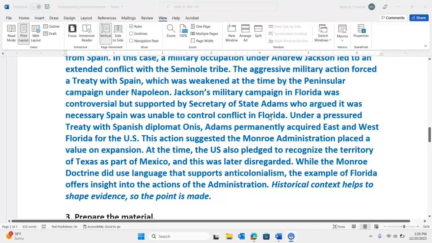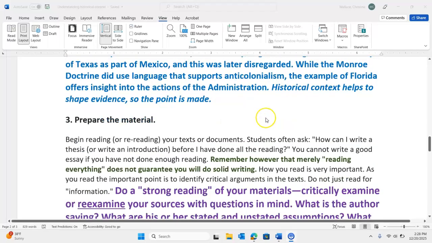This is not an essay that just has description where the essay is listing: one example is the example of Florida, and another example is the Texas annexation crisis, and another example is this. The evidence is used to make a specific point about the way the Monroe Doctrine was shaped, okay, and what its intent was, which is what the student is trying to maintain, okay?